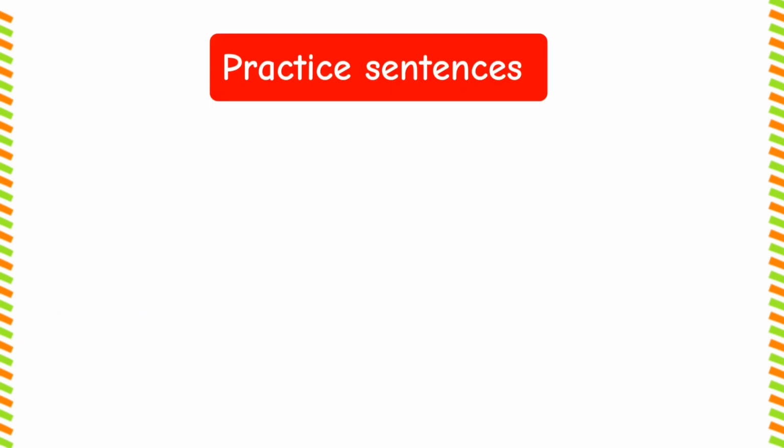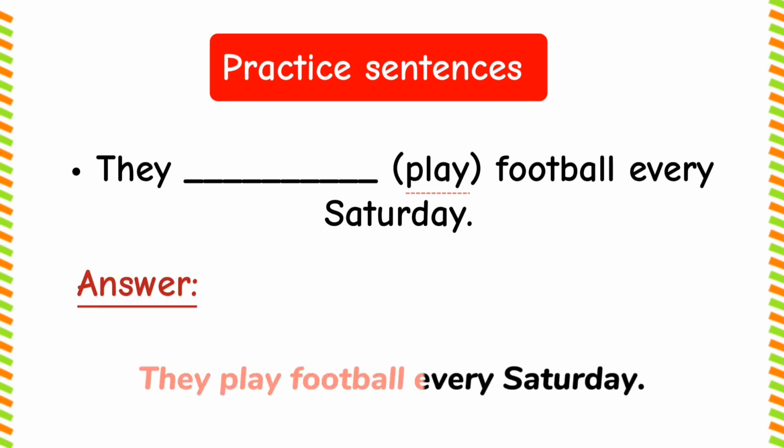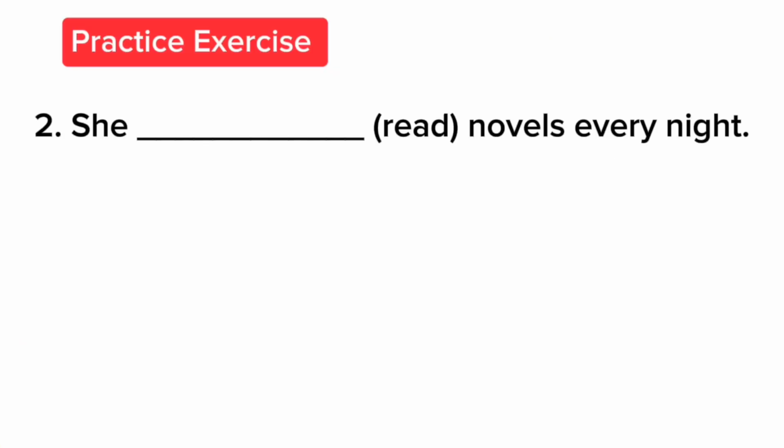All right, let's fill in the blanks with the correct form of the verb. Number 1. They play football every Saturday. The answer is play. They play football every Saturday. We cannot use s or es at the end of the verb because the subject, they, is not third-person singular. Number 2. She read novels every night. Answer: reads. She reads novels every night.